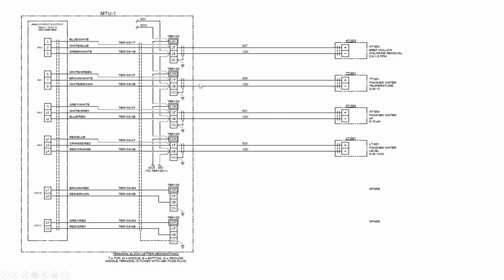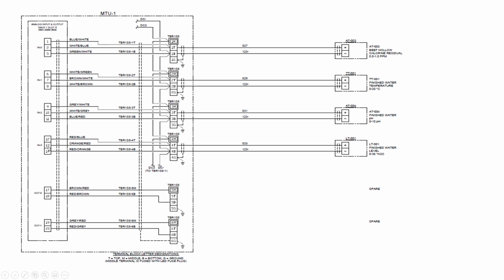If we come out to the very right, you're going to see some instrumentation. Now this is instrumentation that's going to be in the field, meaning it's not in our control panel, it may be located far away. And in this case, we have 4 different instruments. We have a chlorine residual instrument that's going to send a value back to the PLC. We have water temperature, finished water pH, we have water level. Now each of these instruments is going to send a signal back to the PLC.